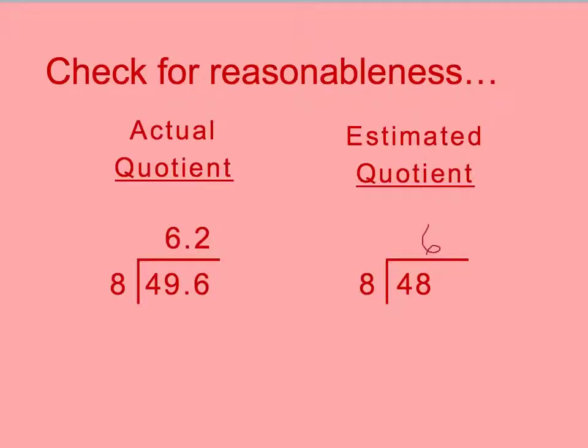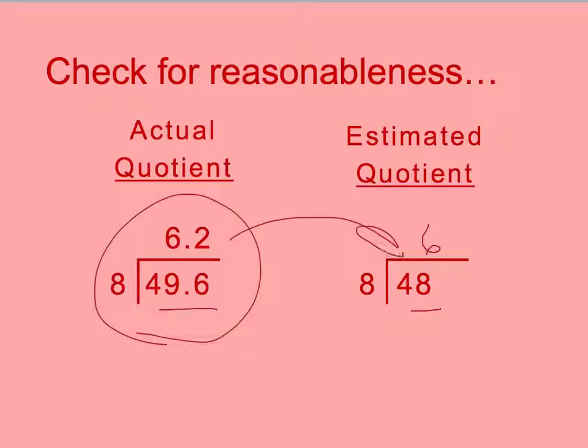Let's think back to our estimate that we found at the very beginning of this video. We rounded the 49.6 to 48, and we divided by 8, and we got 6. Our actual quotient, however, was 6.2. Comparing these two numbers, we can see that our estimate was really close to our actual quotient. Therefore, we can be pretty certain that the actual quotient we found is correct. It's a good idea to check between an estimate and your quotient just to make sure you did all of the math correctly.